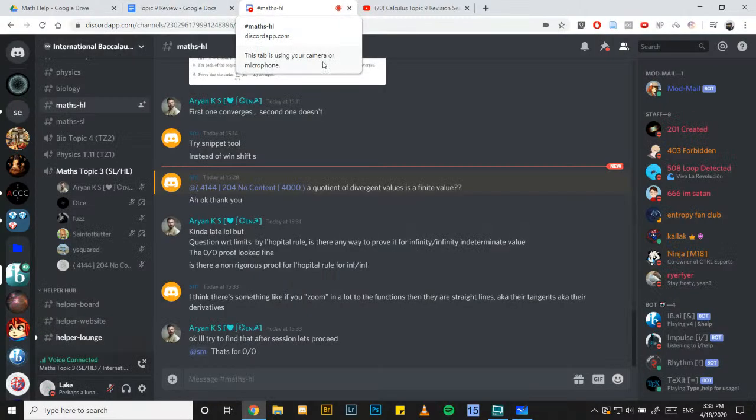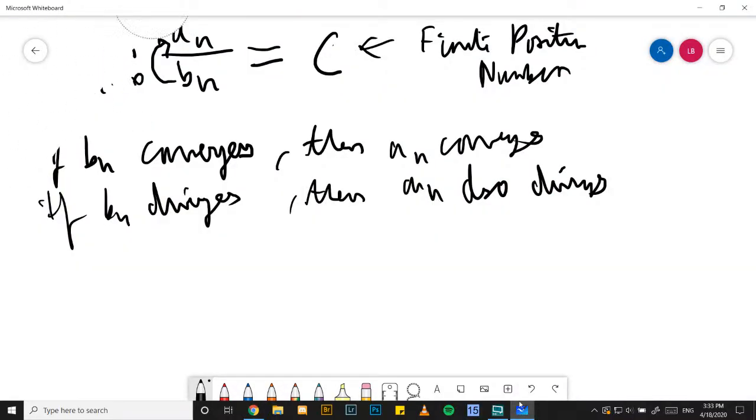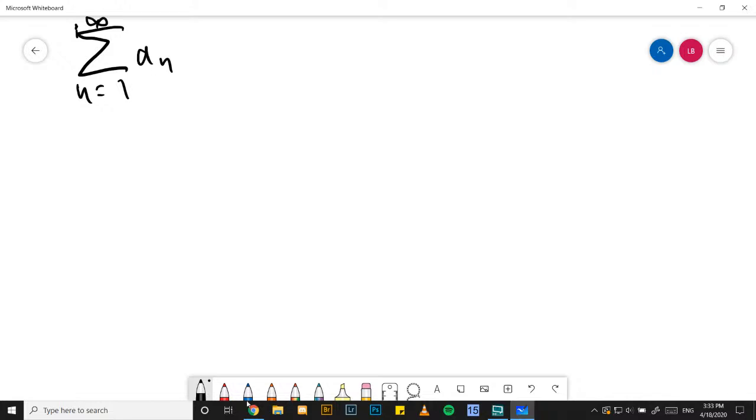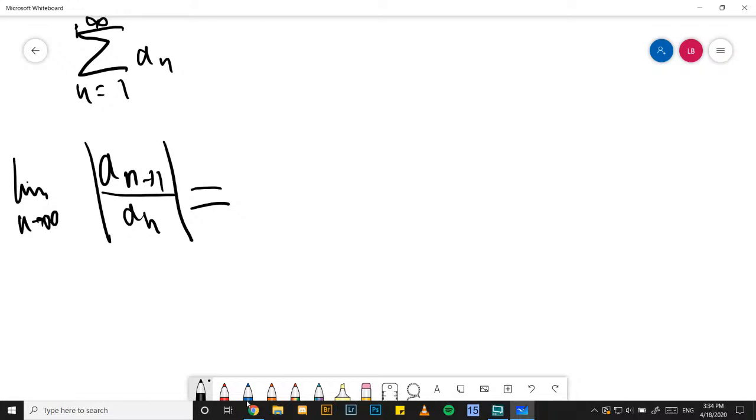So the next test is the ratio test. Basically, what the ratio test says is that another way you can check if some series converges is by checking the value right above it. So here it is. If you want to check the sum of a_n from n equals 1 to infinity, one way to do this is to check the limit as n approaches infinity of a_(n+1) over a_n. Essentially, this will give you some number. Remember, you take the absolute value of this.